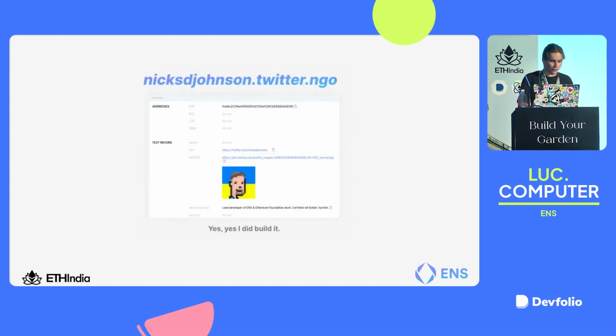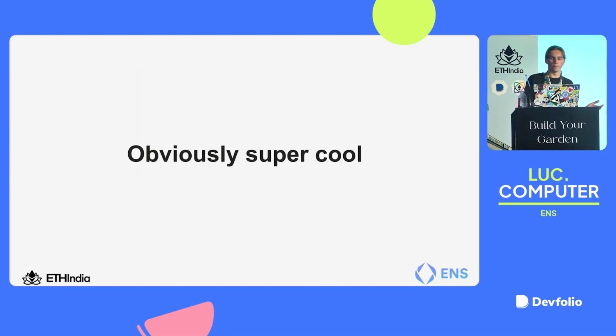Sweet. So an example is Nick Johnson, or Nick SD Johnson, .twitter.ngo, that's Nick's username. And because he has nick.eth in his Twitter bio, all of the fun stuff happens at the back end. We've resolved it. It shows his ETH address, it shows his Twitter, it shows his profile picture, and it shows his description. Cool beans.